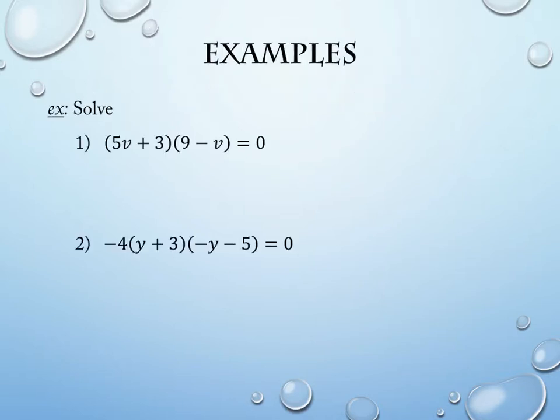So here's a couple of examples. I know that these don't look like A and B. They look like other things, right? I've got 5v plus 3, and I have 9 minus v. But when they multiply together, they give me 0, which means one of those two binomials that I just highlighted has to equal 0 for that to work. I can't multiply two things that aren't 0 and get 0. So one of those would have to be 0 to start with. So what you will remember doing is taking each part individually now and setting them equal to 0.